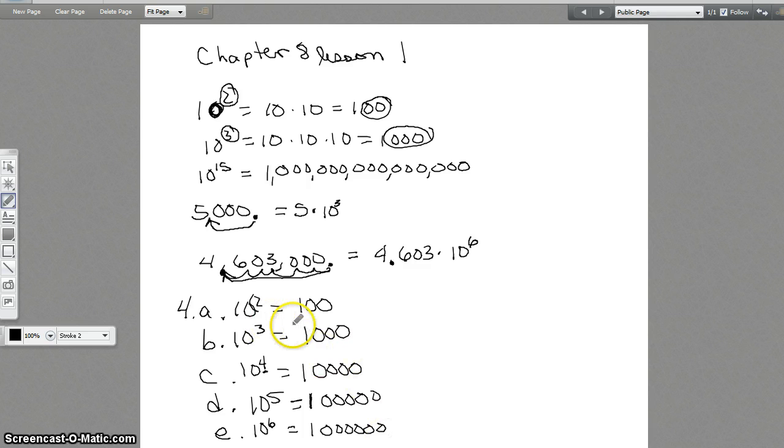So whatever the exponent is on the 10, that's how many places we move the decimal. Okay, new page.